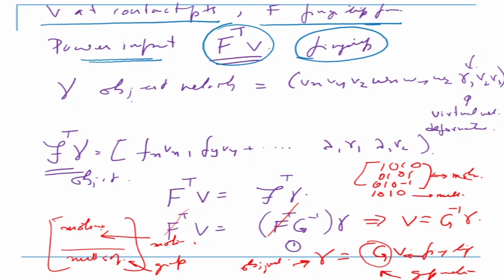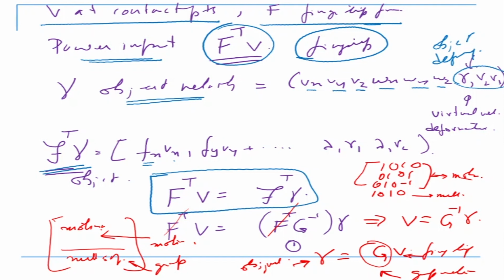Now gamma is the object velocity, which is made up of small components: Vx, Vy, Vz, omega x, omega y, omega z, and gamma 1, gamma 2, gamma 3. These are virtual velocities. Suppose the object is deforming, in that case these gammas will be there. That means the object is deforming at the center. In that case, the power input is equal to F transpose into gamma, which is equal to small fx into Vx plus Fy into Vy. Now we can equate the power input at the fingertip to the power input into the object, and we are equating both of these.